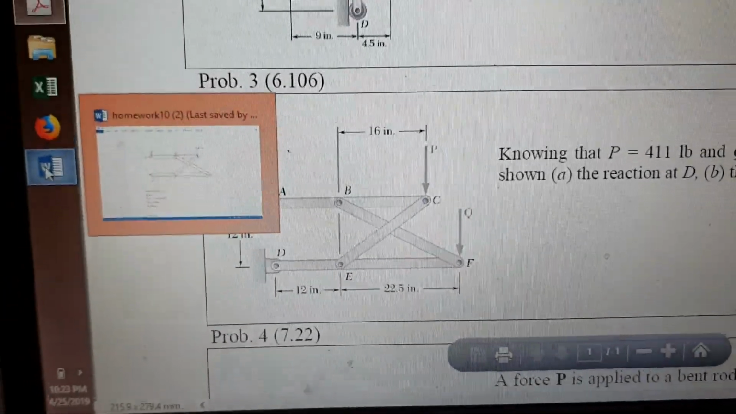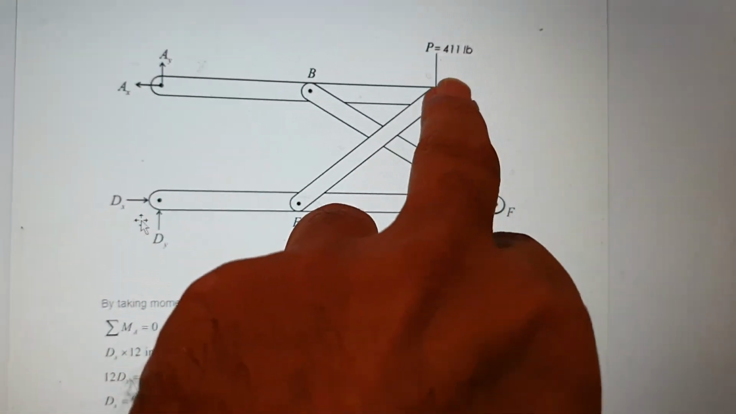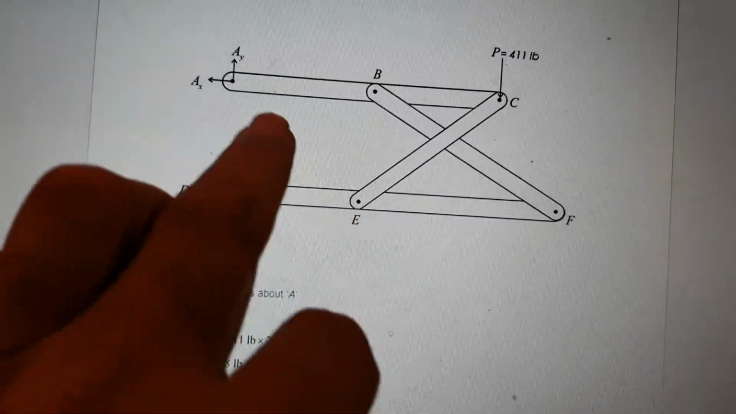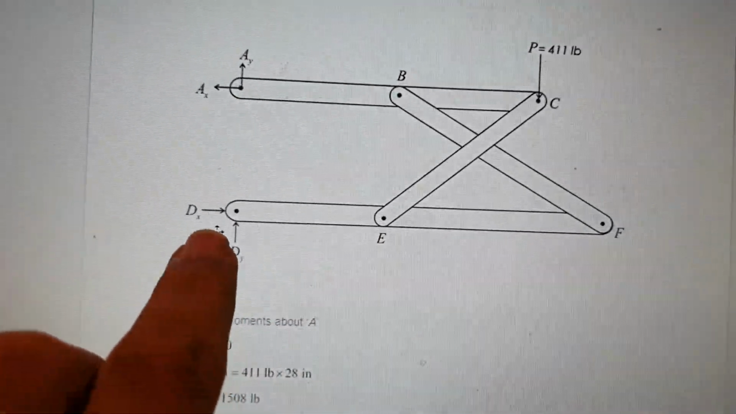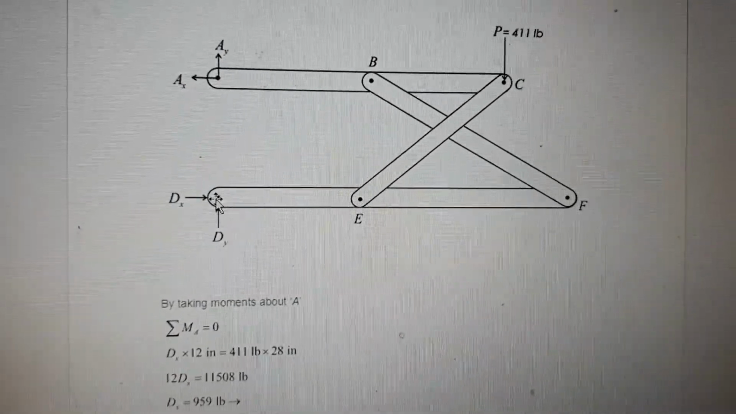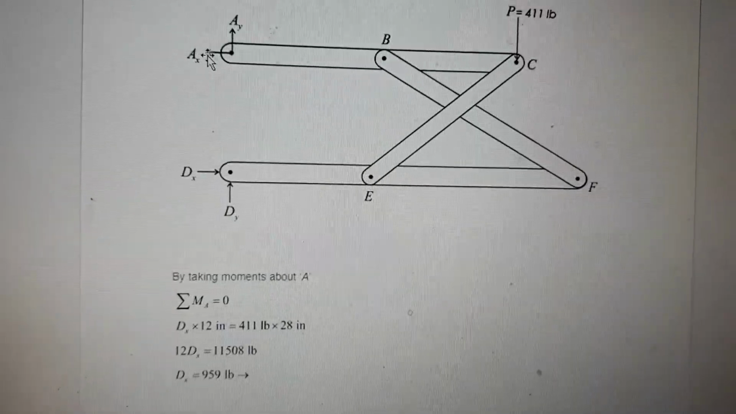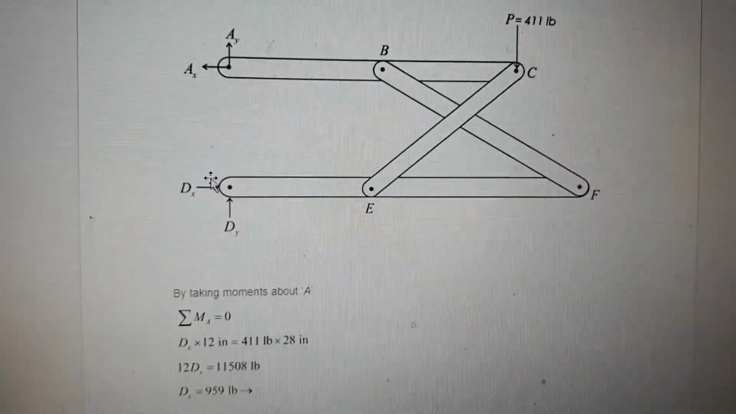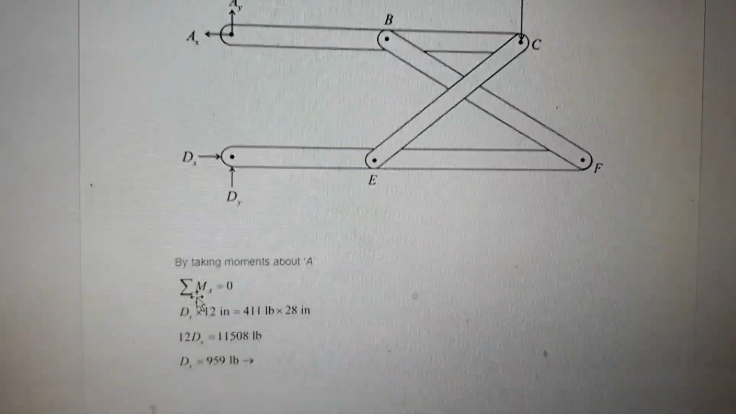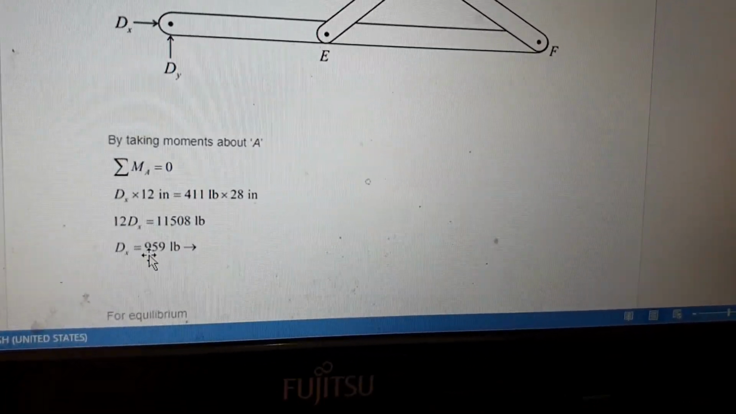Let's do the whole frame. We'll put the forces P and Q, which is 0, and Ax and Ay, and Dx and Dy. You have two options. Either you take moment at D equal to 0 and find Ax, or summation of moment at A to find out Dx. So summation of moment at A equal to 0, you could find Dx equal 959 pounds.